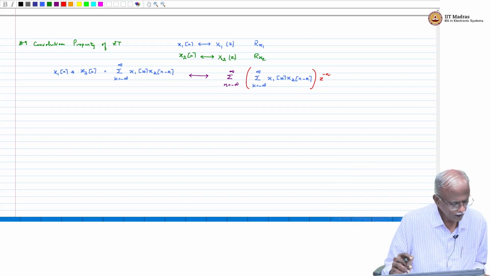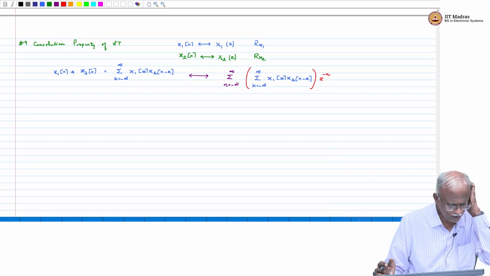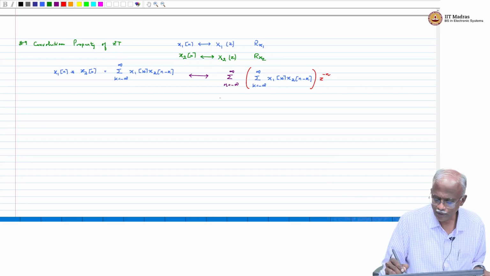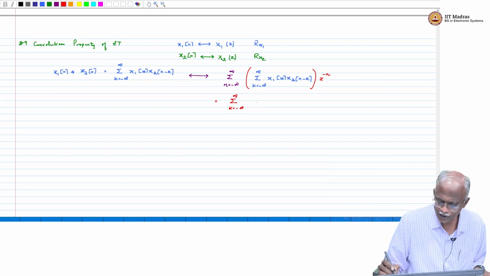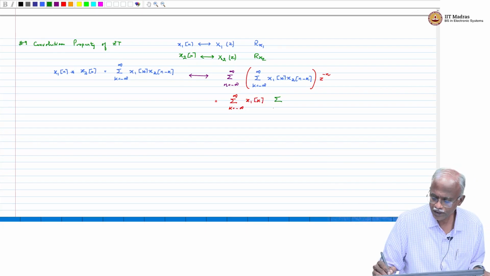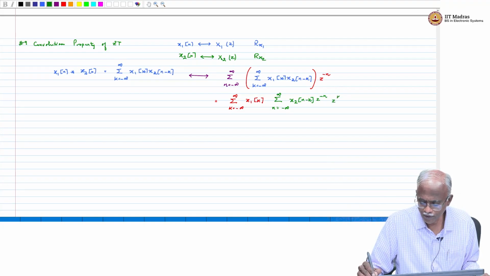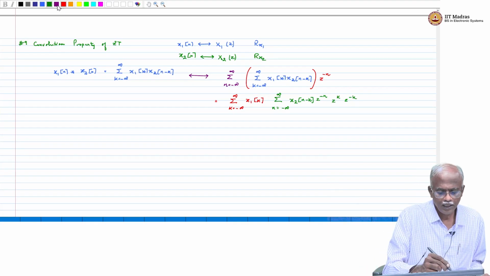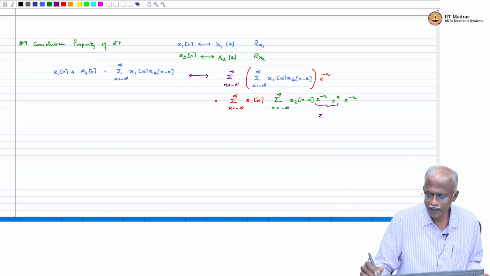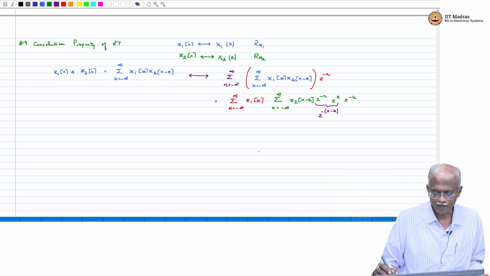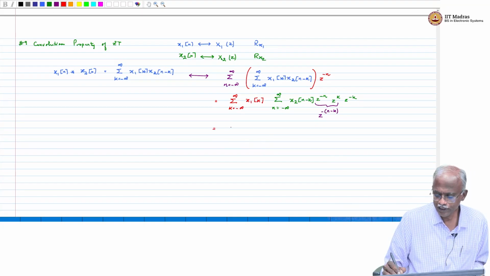I am going to do some simple manipulation of the sequences. I am going to write this by interchanging the order of summation. This will be summation k equal to minus infinity to infinity, x1 of k comes out. The second term is summation n equal to minus infinity to infinity, x2 of n minus k Z power minus n. I am going to multiply by Z power k and Z power minus k. Combine these together, what you get is Z power minus n minus k. So one more step of simplification.